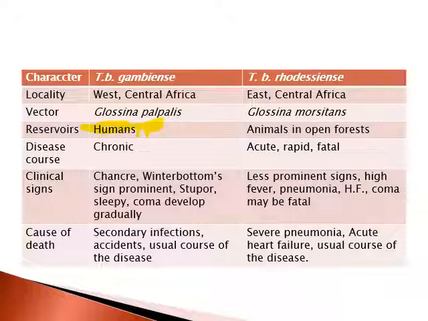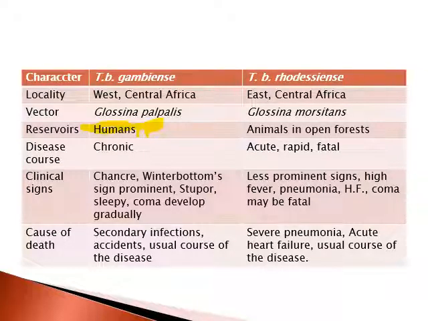People who go on safari tourism in Africa may get the disease of Trypanosoma brucei rhodesiense, or African sleeping sickness. The disease course in the case of Trypanosoma gambiense is chronic, while it is acute, rapid, and fatal in Trypanosoma rhodesiense. The clinical signs for Western sleeping sickness are chancre and Winterbottom's sign prominent, stupor, and sleepiness, with coma developing gradually. While in the other, the chancre is less prominent, and also Winterbottom's sign, but there is high fever, pneumonia, and heart failure, and coma, which may be fatal.